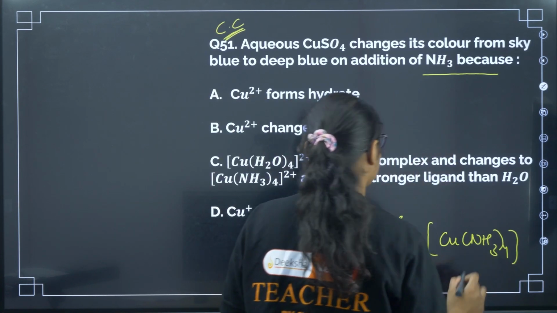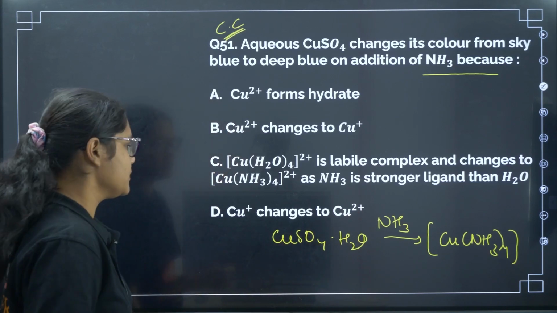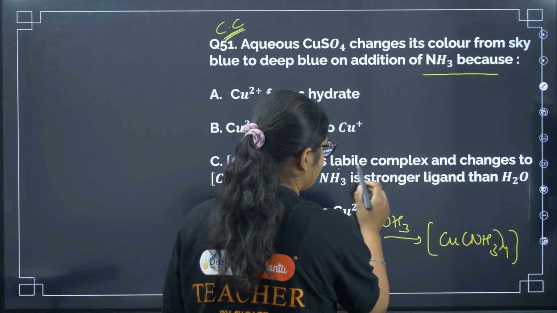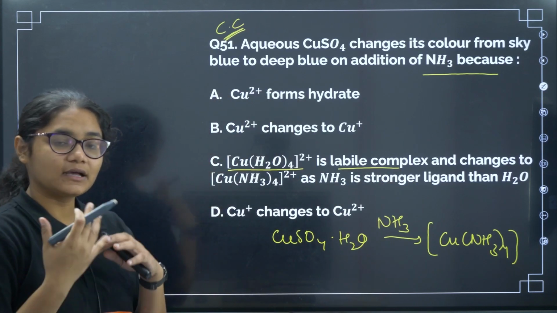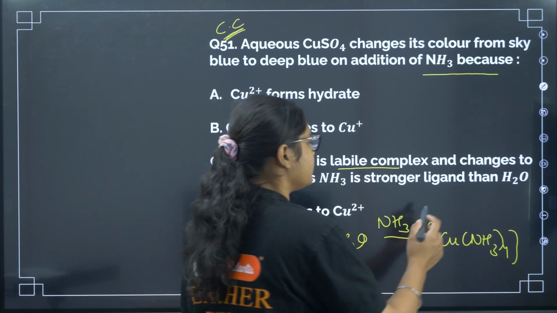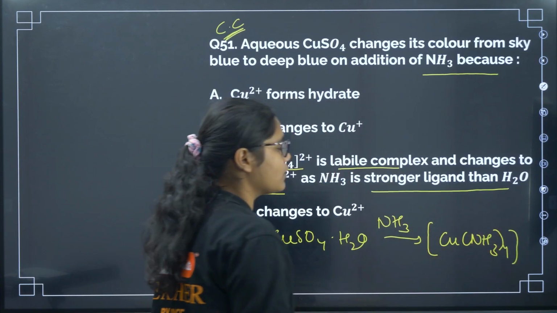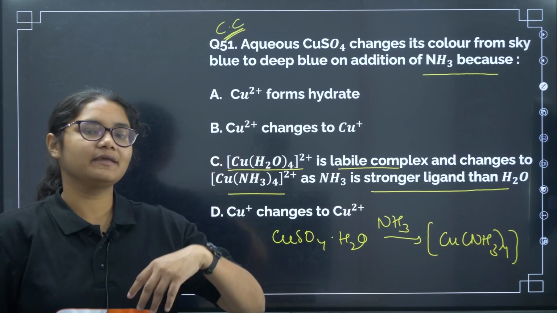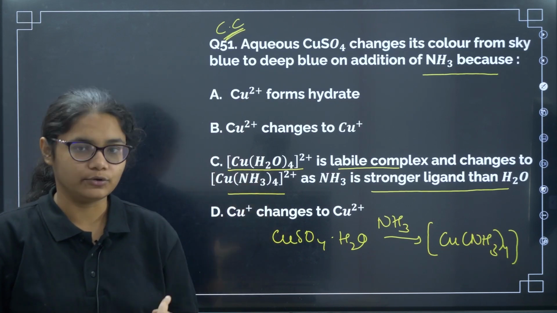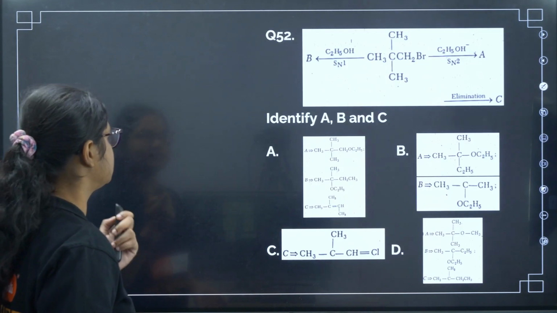Okay, this complex NH3 replaces all the water molecules here. So the correct answer here is Cu(H2O)4 2+, a labile complex. Labile complex means the complexes from where the ligands can be removed easily. It changes to Cu(NH3)4 2+ as NH3 is a stronger ligand than H2O. So whenever we add a stronger ligand, it can replace the weaker ligands to give you a new compound. So that is why the correct answer for this question will be option number C.